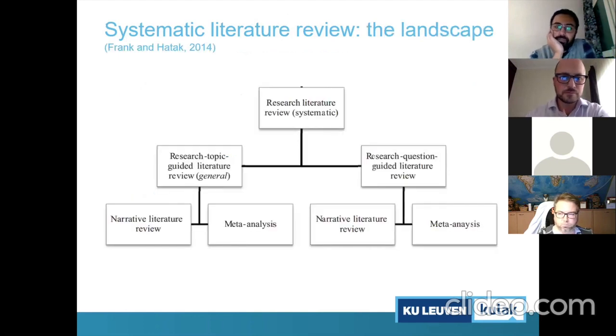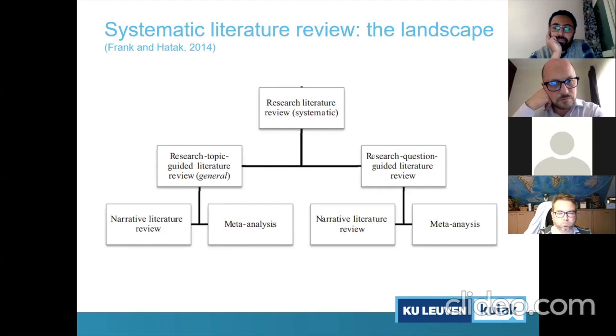Moving on to the next slides. This slide provides you a little bit of an overview or the landscape of systematic literature reviews. So what different types of literature reviews exist? In essence, there are two different parameters that you have to take into account. The first one is differentiating between topic-guided literature reviews, which are quite general and typically quite broad in terms of approach. And then you have research-guided literature reviews, which are typically a little bit more narrow and a little bit more focused.